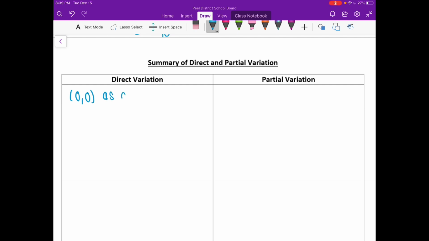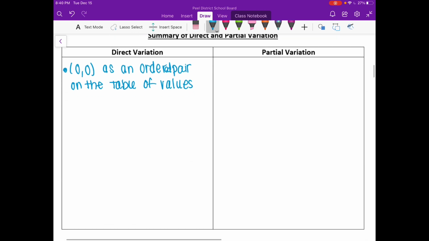Okay, so a direct variation has 0, 0 as an ordered pair on the table of values. That means that at some point the graph crosses through the origin. The initial value is 0.